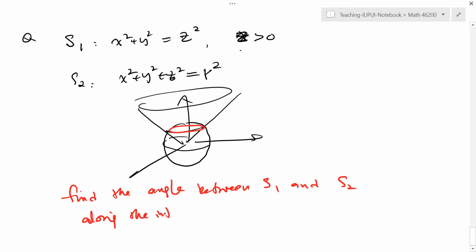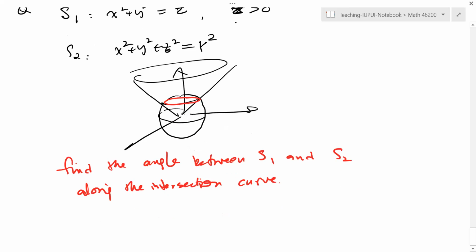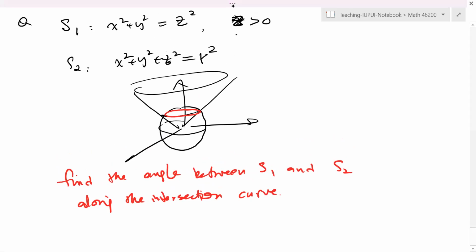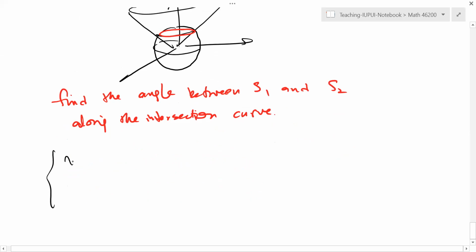along the intersection curve. This curve is called the intersection curve. Remember, it's intersecting and a curve, right? All right, so let's try to find out. First of all, let's try to find the intersection, right? So look at the above two equations. Intersection means they're satisfying those two equations.